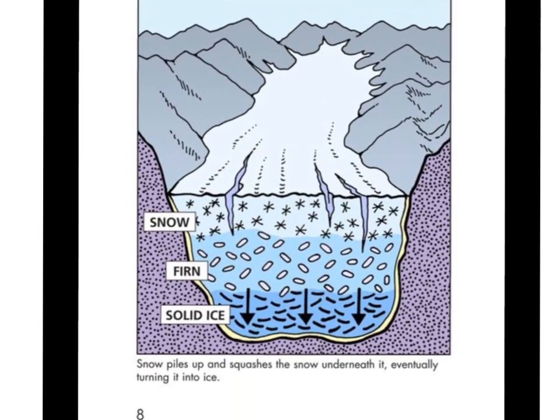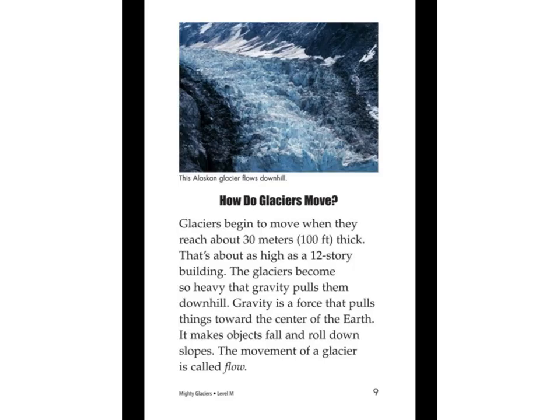So, pay attention, we have snow, but then we have more snow, and then more snow, so it is so heavy. So when you push and push and push the snow down, it becomes from snow into firn. Firn is more like crystals. And finally, when they receive more snow, they become solid ice. The snow piles up and squashes the snow underneath it, eventually turning it into ice. Here we have this Alaskan glacier flows downhill. Can you see it's going down slowly because it's ice water?